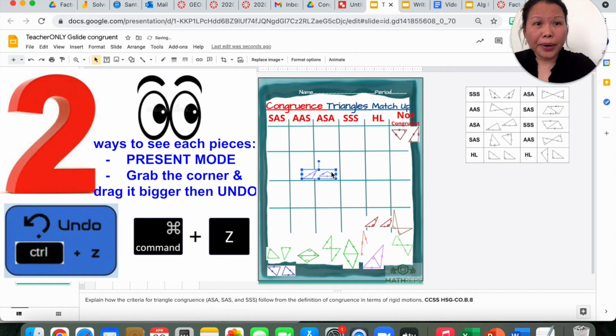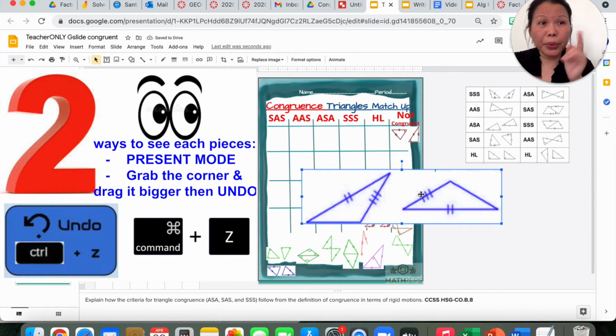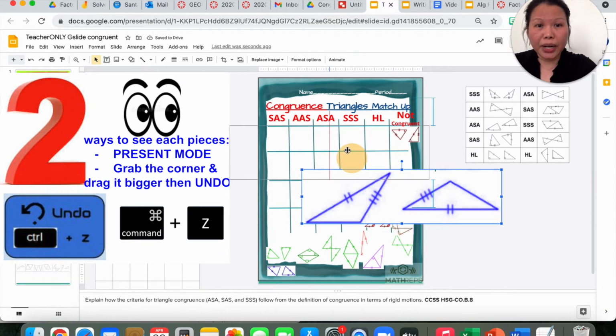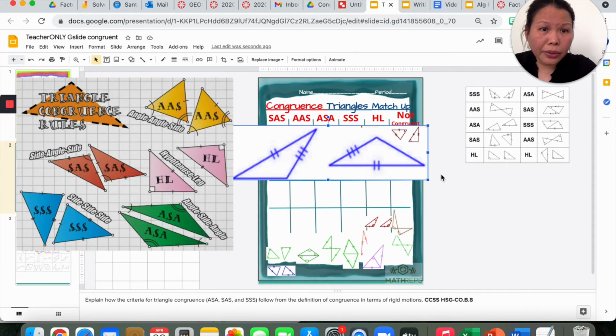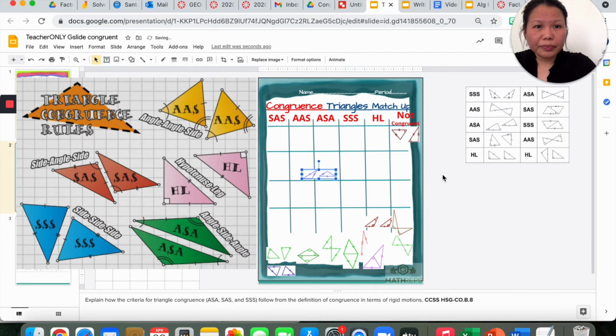Look at the next one. I'm just going to pick one at random. And here it is. We can make it bigger. If we don't see it, you can put this in the present mode so that you can see it. Or you can just drag it and make it bigger like I did. And then I did Control Z to put it back. I'm going to have the side and the side and nothing else. Not enough information. Not congruent then. We don't have an angle for the congruent triangle. And we can go ahead and leave it there.